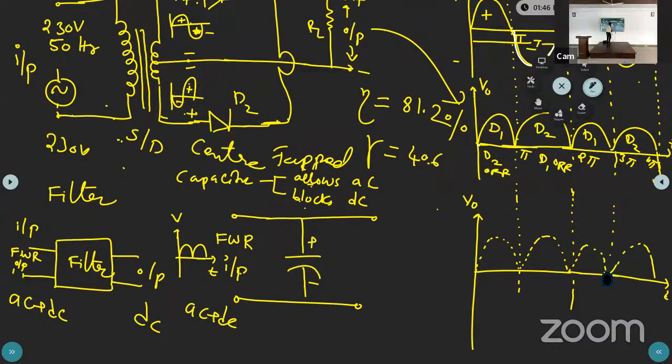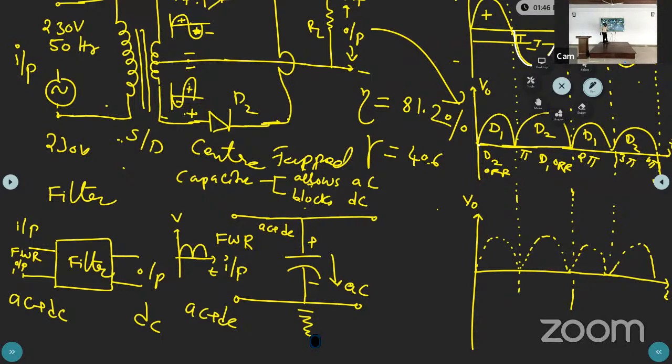Okay. Now here it allows the AC. Right? Now here we are applying both AC plus DC. Now here this capacitor allows the AC. How much AC is present here? All that AC is reaching the ground.